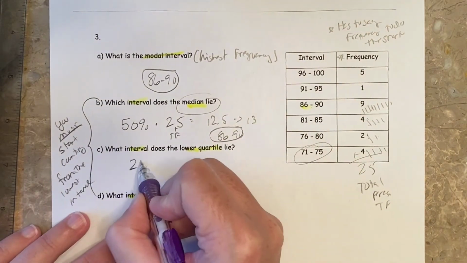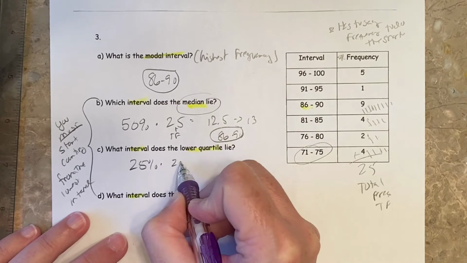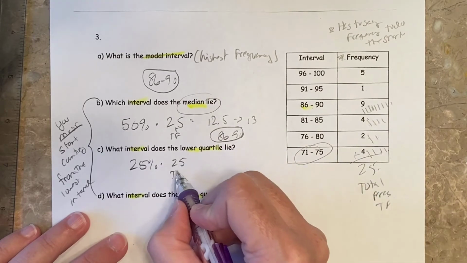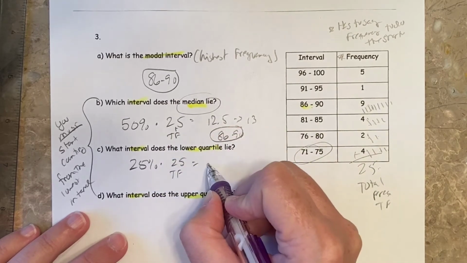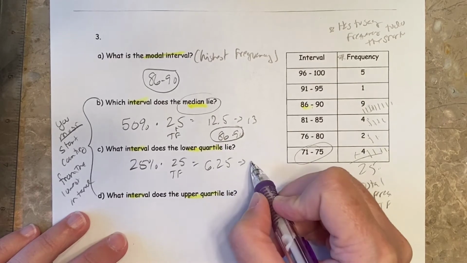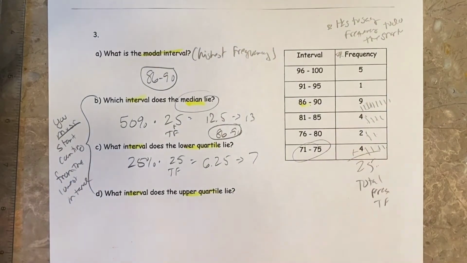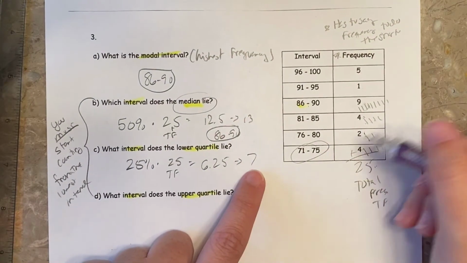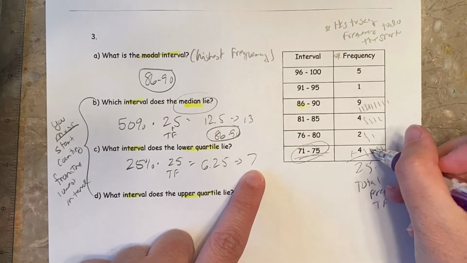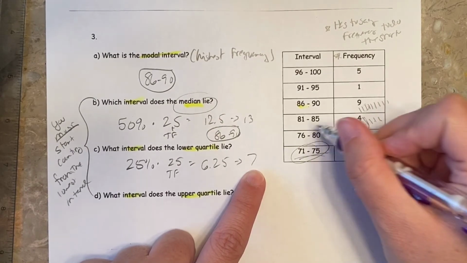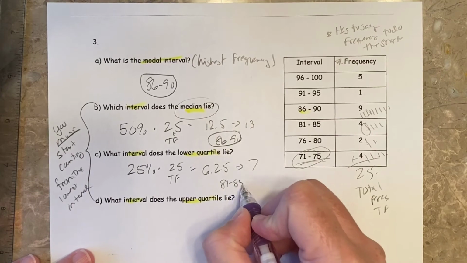Okay, lower quartile is going to be 25%, but the same thing, you're still going to multiply by the total frequency, right? And that's 6.25. No matter what it is, always round it up. Even if it's 0.1, you want to round it up. Okay, I'm going to go to the 7th person, start here from the bottom. 1, 2, 3, 4, 5, 6, 7. So that's 81 to 85.